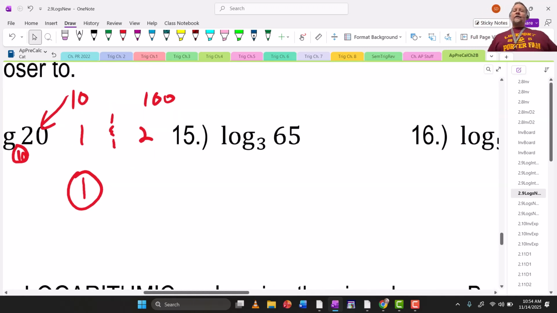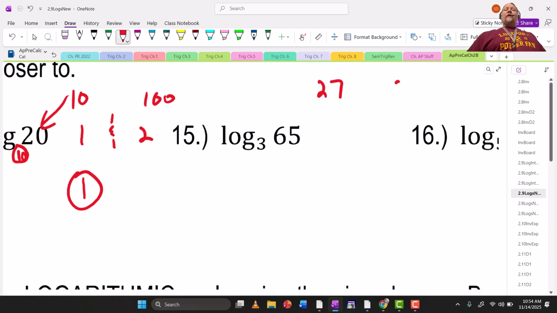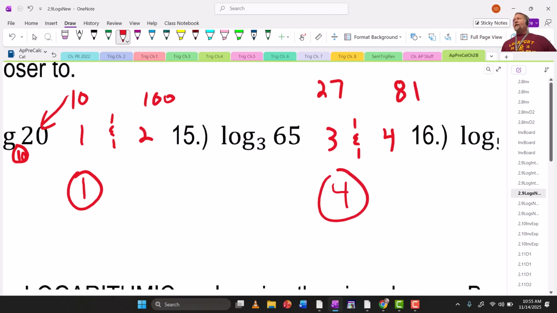Here's what I said about powers of 3. 3 to the third is 27. 3 to the fourth is 81. So the exponent is between 3 and 4. Now, where's 65? I feel like that's closer to 81, right? So it's probably closer to 4. It would probably be like 3.7, 3.8 for an exponent. It's just a guess. It's a ballpark.